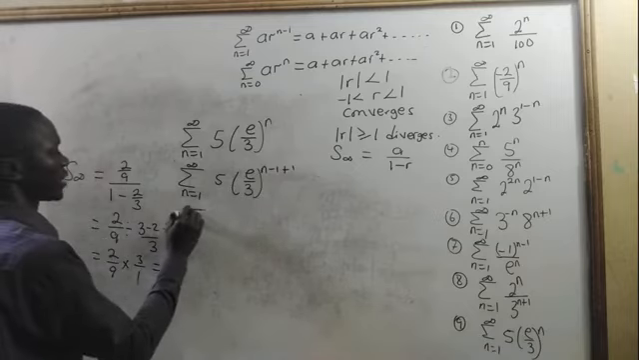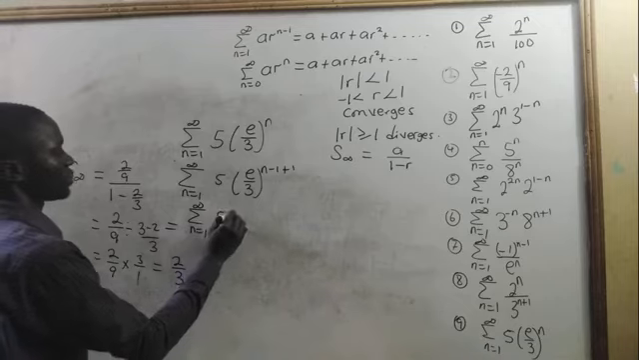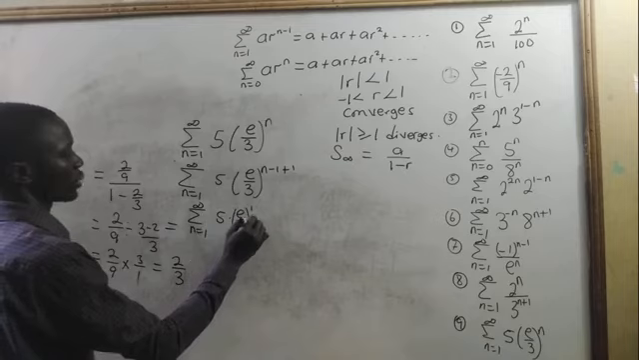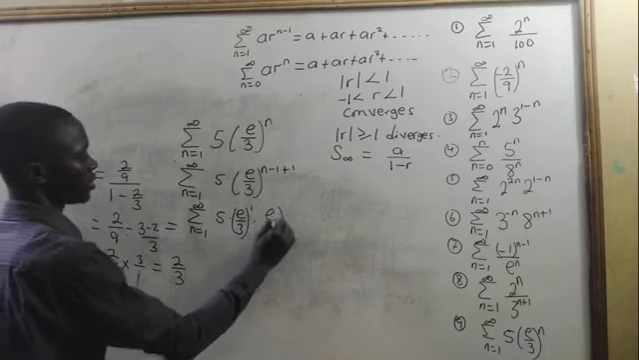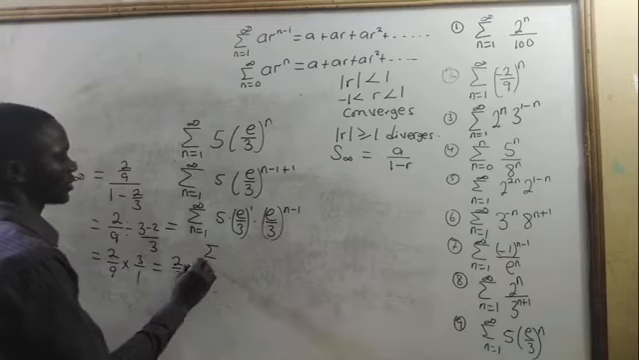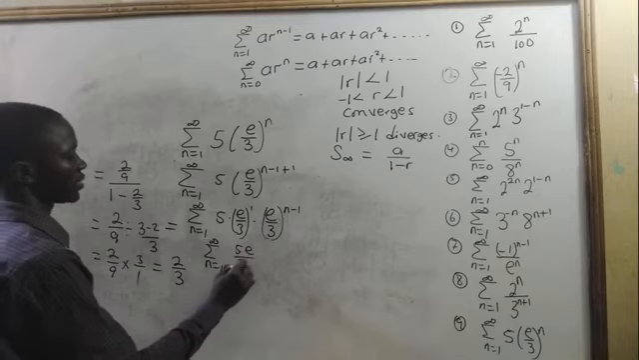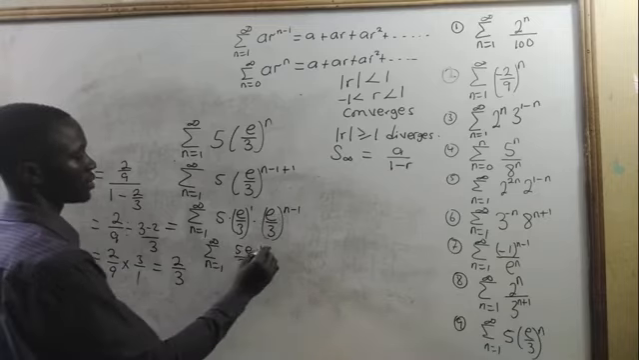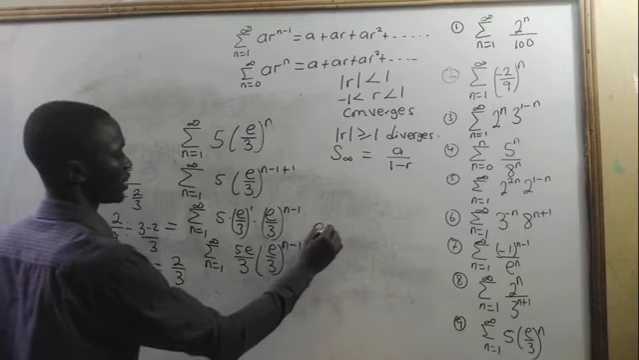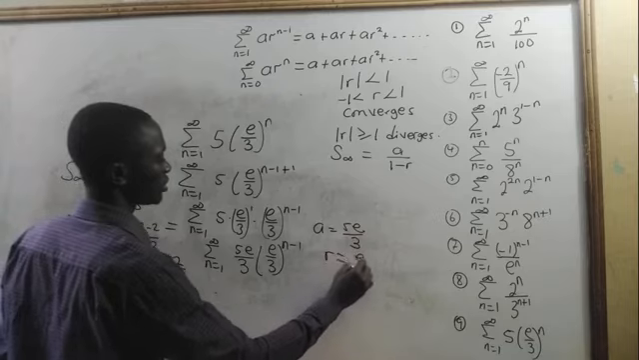So this is the same as summation n equal to 1 up to infinity of 5 times e on 3 exponent 1 times e on 3 exponent n minus 1. So here we have summation from n equal to 1 up to infinity of 5e on 3 times e on 3 to the power n minus 1. So you have a to be 5e on 3 and r equals e on 3.